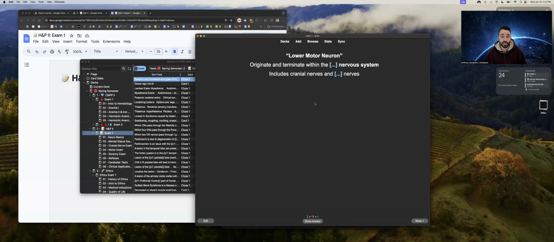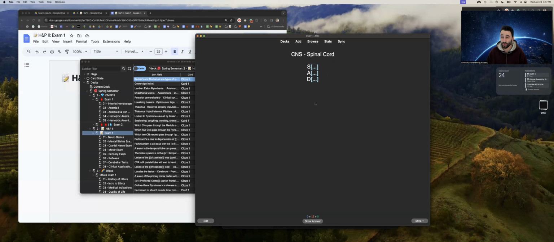Lower motor neuron. Sorry, still a little sick, I guess. Originate and terminate within the blank nervous system. Include cranial nerves. Originate probably peripheral, which includes cranial nerves and not spinal nerves. Oh, cranial nerves. Yeah, peripheral. Yes. All right.